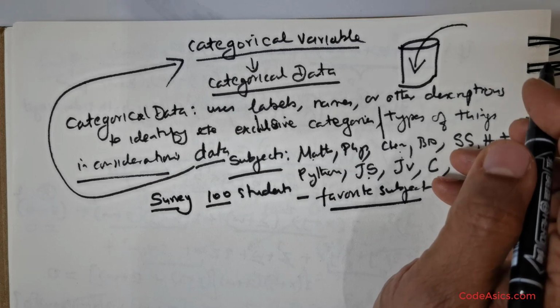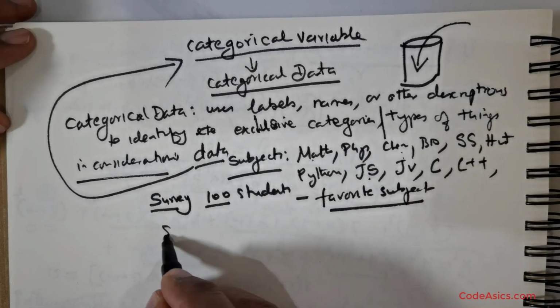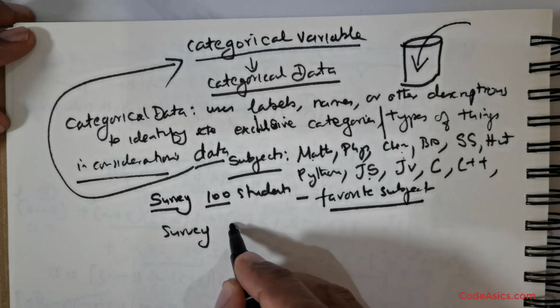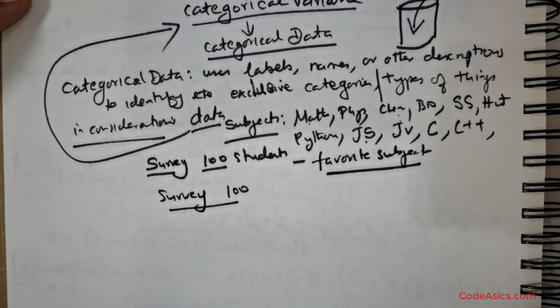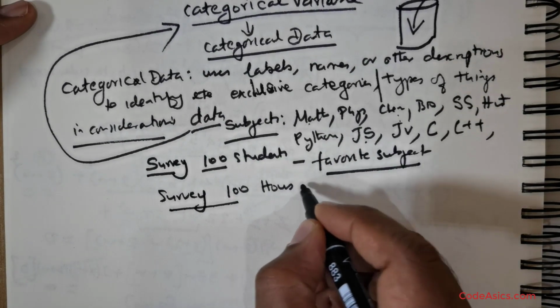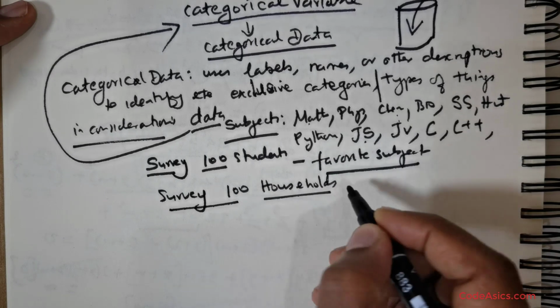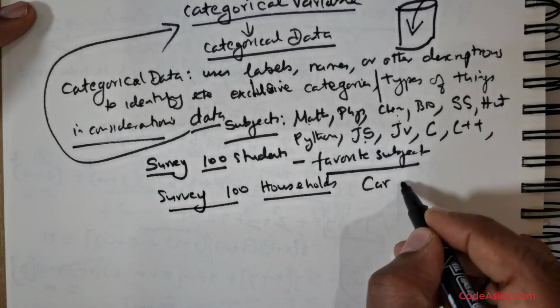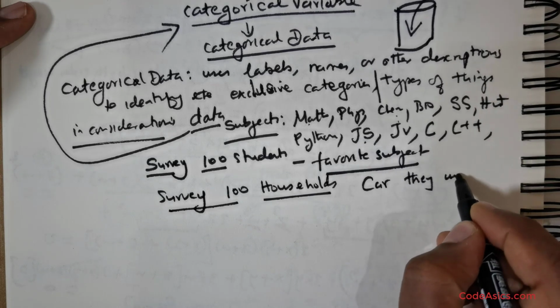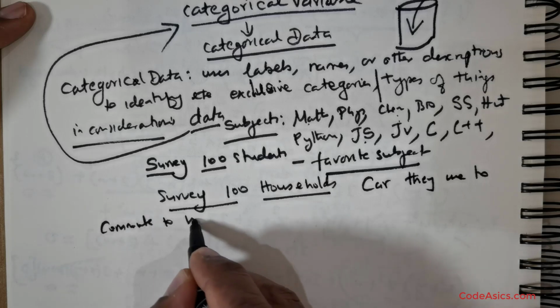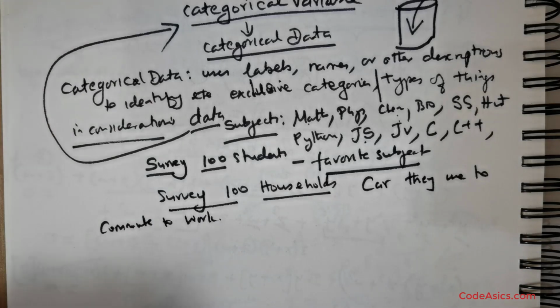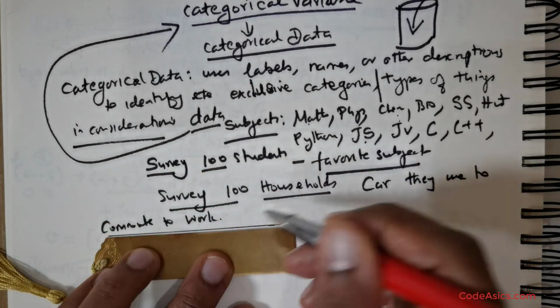Now say for example, you are conducting a survey among 100, I'm taking 100 because 100 is the easier number for people to understand, 100 households, and you want to know what type of car they use to commute to work, right? So what I wish to do is, let me give you that survey. So I want to draw a table. Say a table is drawn.